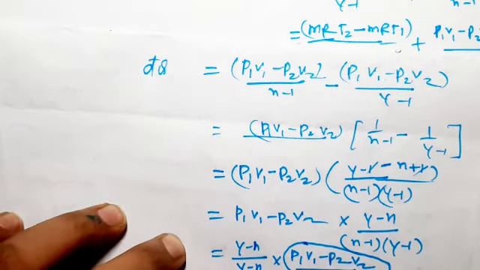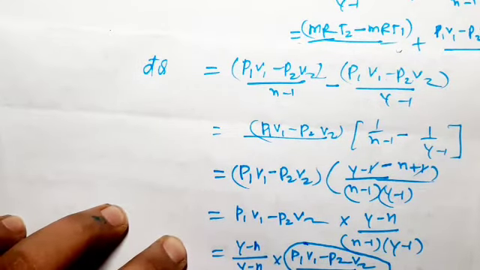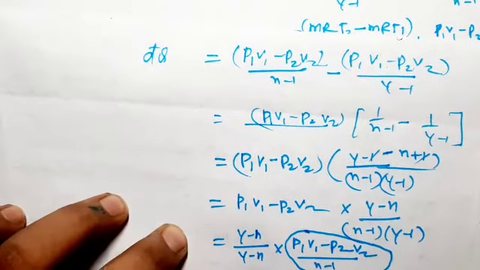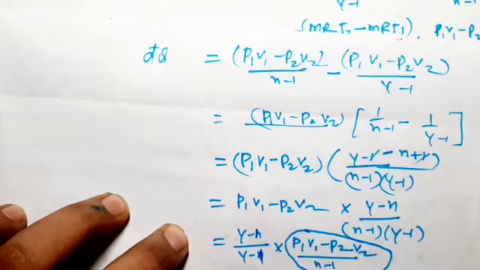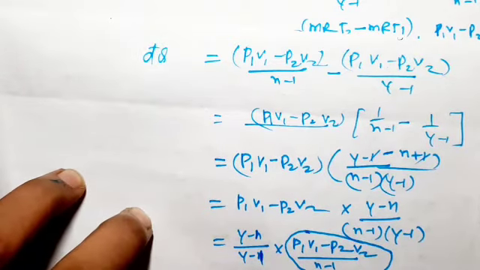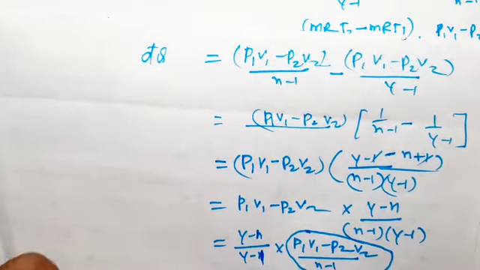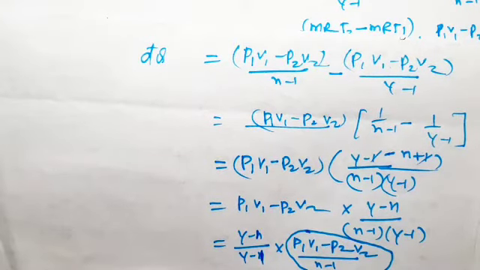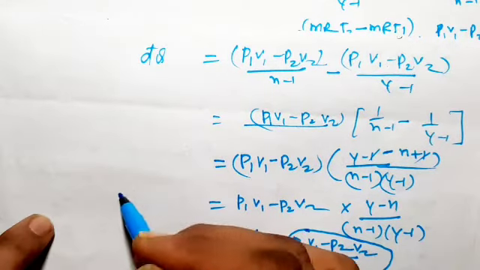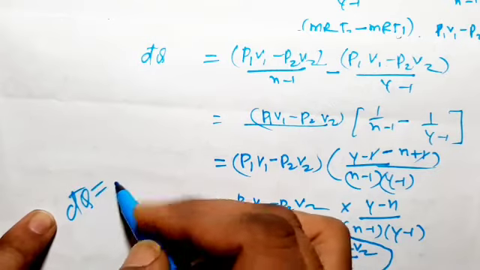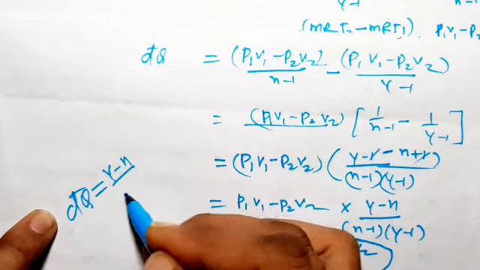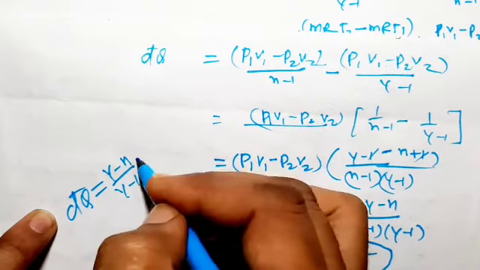So this term can be written as (gamma minus n) upon (gamma minus 1) into W polytropic. Okay, so heat transfer del Q is equal to (gamma minus n) upon (gamma minus 1) into work done in the polytropic process. So finally we can say del Q is equal to (gamma minus n) upon (gamma minus 1) into work done in polytropic process.